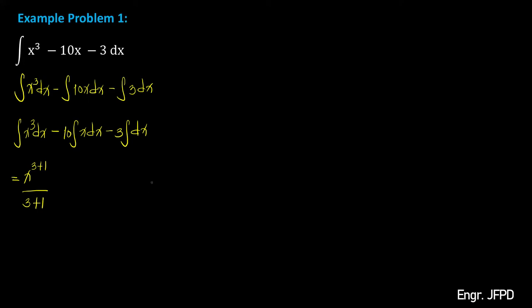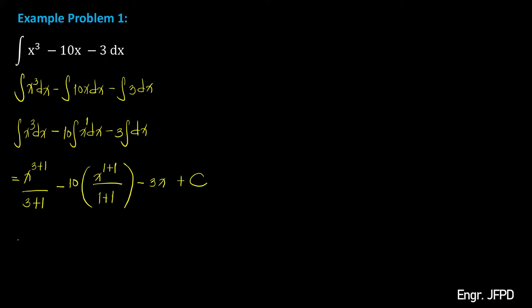And take note, for our constant plus c, we will write that plus c on the last part of our final answer. And for the minus 10 times the integral of x dx, just copy this negative 10. And for the integral of x dx, again applying the power formula, this x is understood to have an exponent of 1. And this will be x raised to 1 plus 1 over the exponent of 1 plus 1. Then, minus 3. For the integral of dx, take note, the integral of dx is simply x. Then, do not forget to write the plus c.